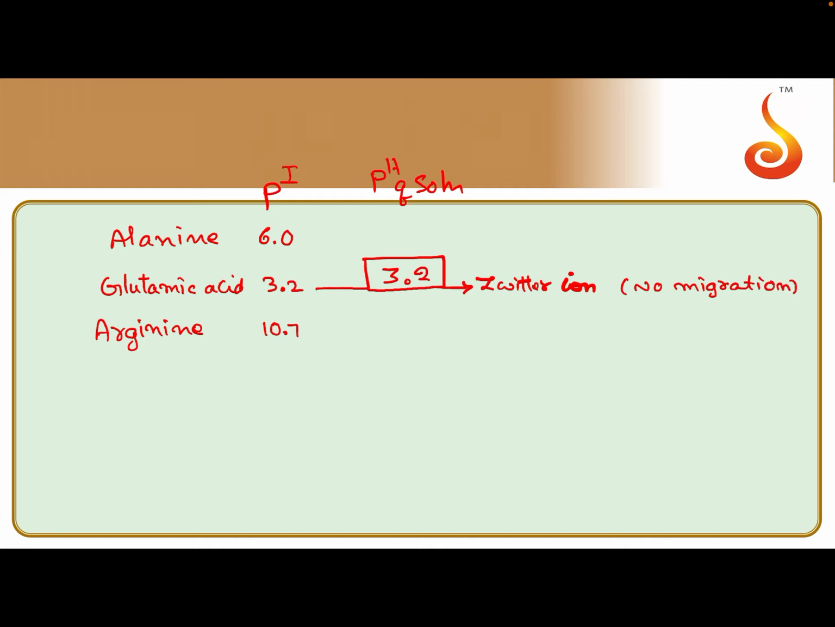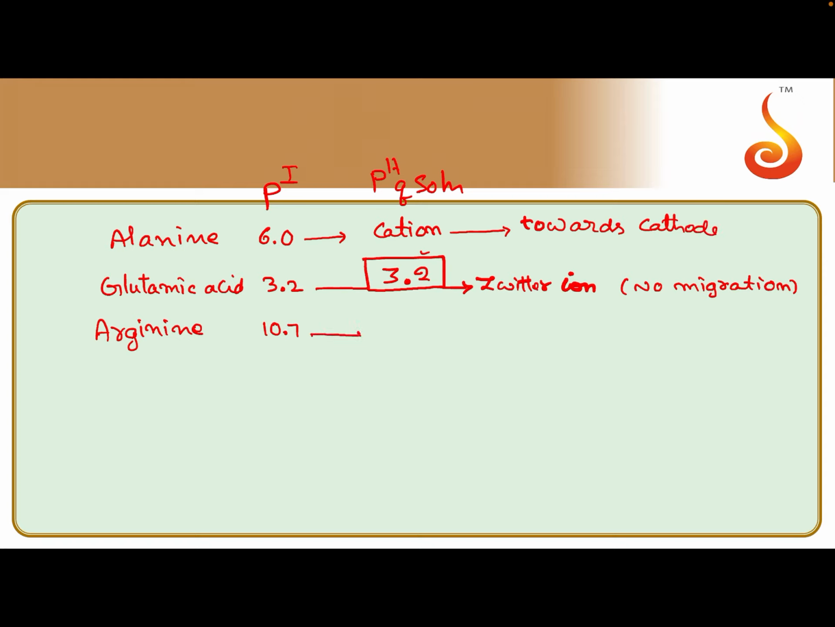Alanine: compared with the pI of alanine, the pH of the solution is less. So this is an acidic solution for alanine. The NH2 group of alanine can take H plus and become a cation. So alanine exists in the form of a cation at pH 3.2, and automatically during the electrolysis it migrates towards the cathode, that is the negatively charged pole.